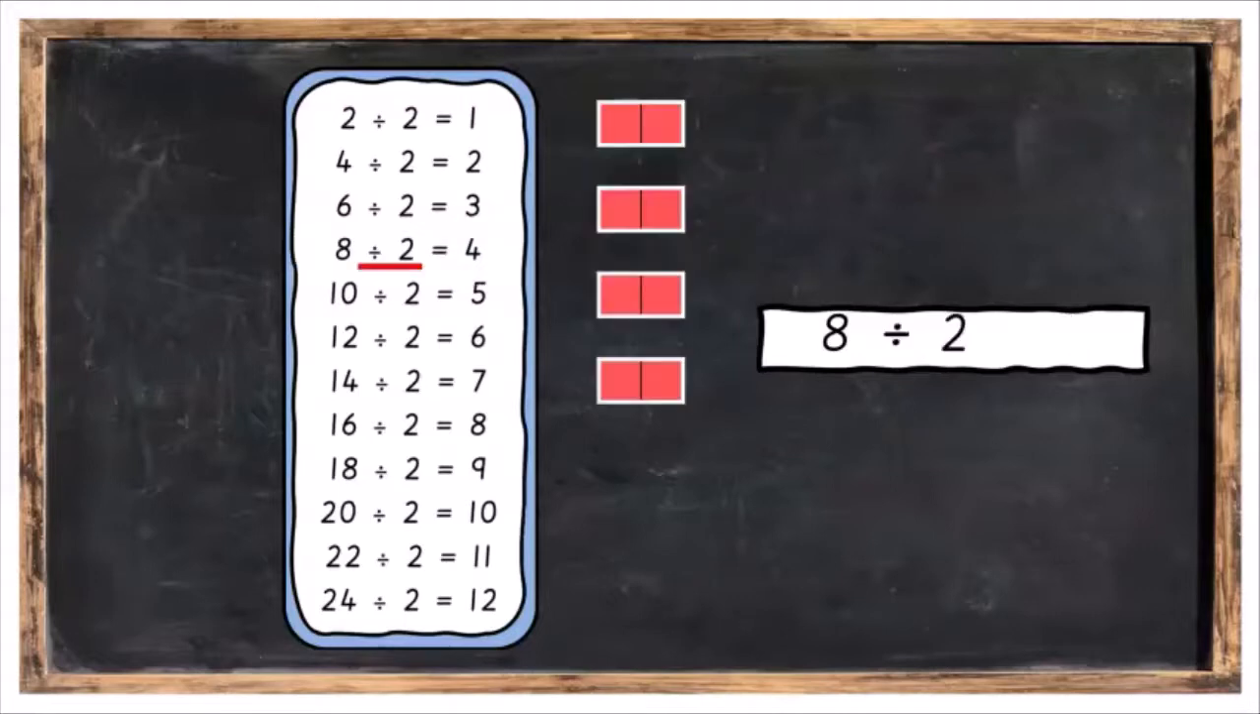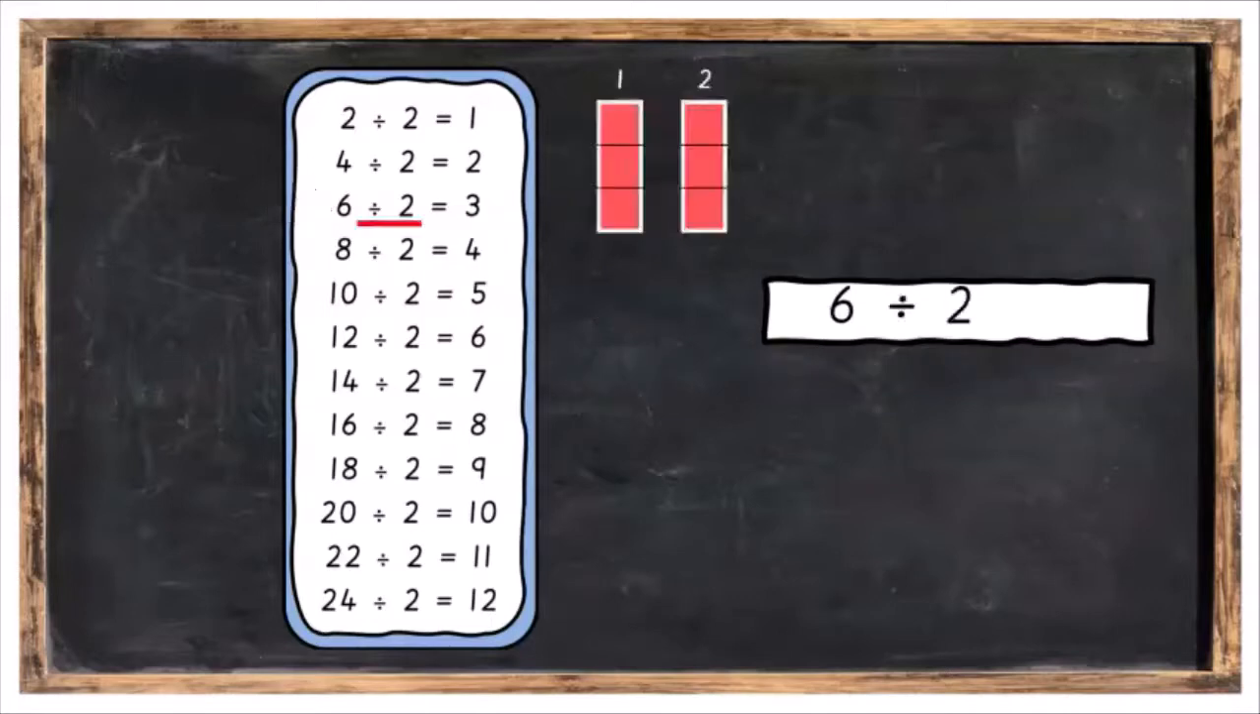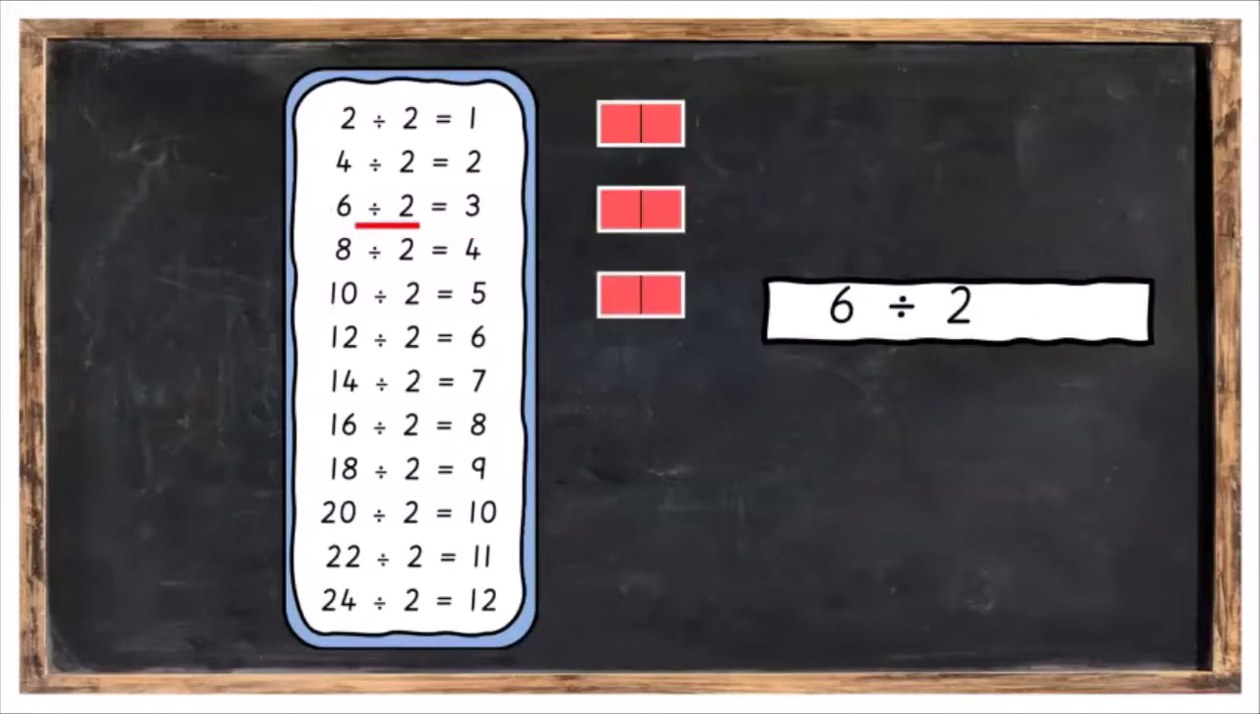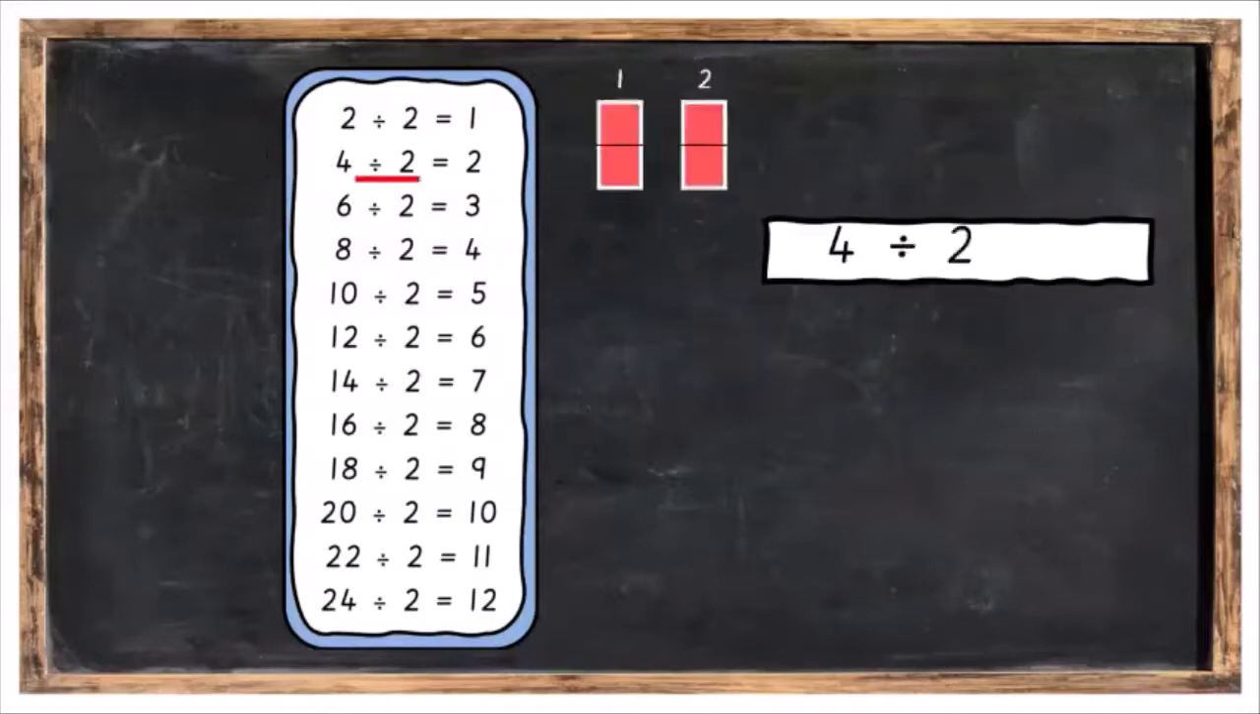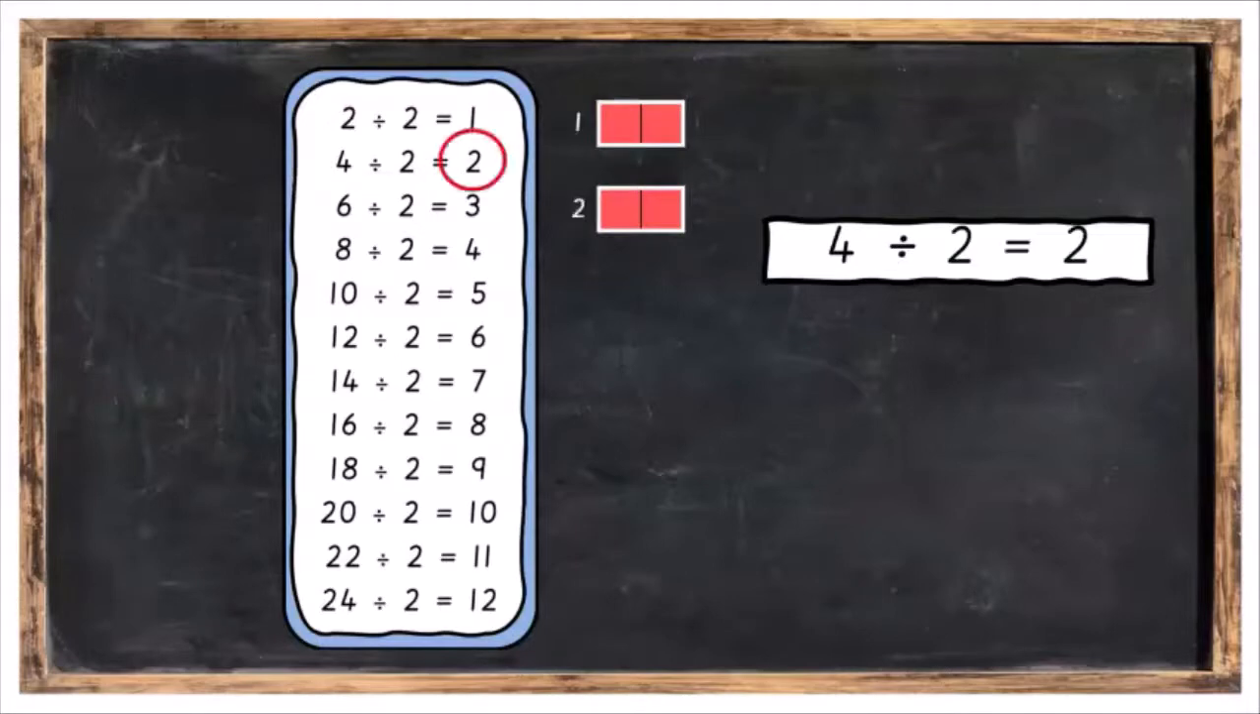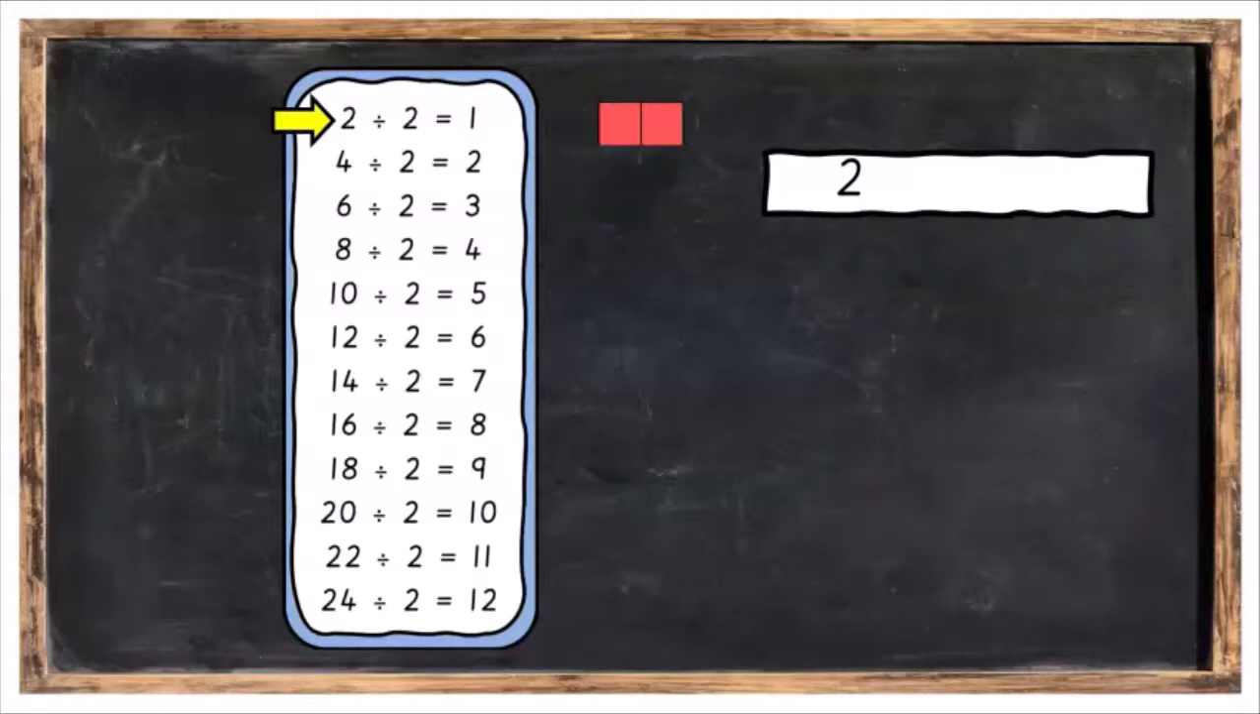And 8 divided into 2s is equal to 4. 6 divided by 2 is equal to 3. And 6 divided into 2s is equal to 3. 4 divided into 2 parts, you get 2 in each part. And 4 divided into 2s, you get 2 2s. Finally, 2 divided by 2 is equal to 1, and 2 divided into 2s is also equal to 1.